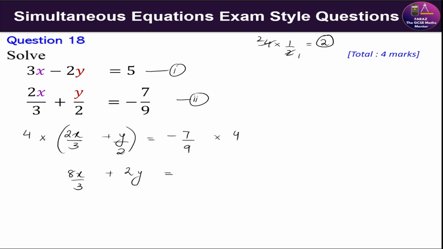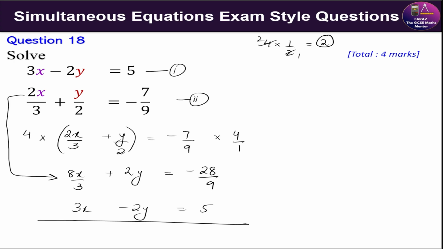So that would give me 2y equals 7 4s are 28 and 9 will remain as it is. You have to multiply 9 with 1, 9. Now see that equation, it is 8x over 3 plus 2y equals negative 28 over 9. That is the another form of the equation number 2. So what is equation number 1 there? 3x minus 2y equals 5. Just write it below that equation, 3x minus 2y equals 5. Position doesn't matter. You can write second equation at the top and the first equation at the bottom. It doesn't matter.